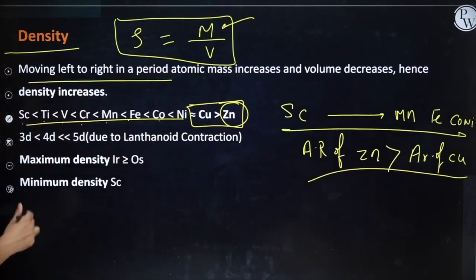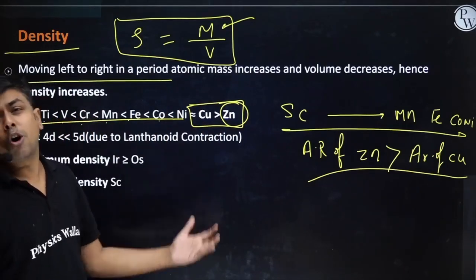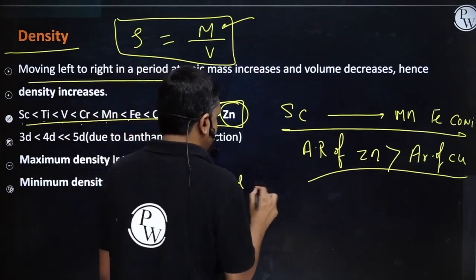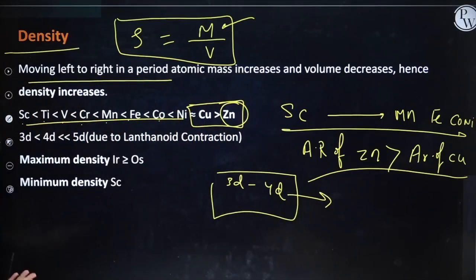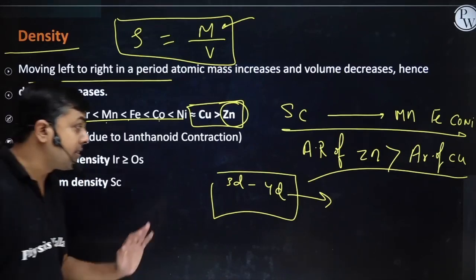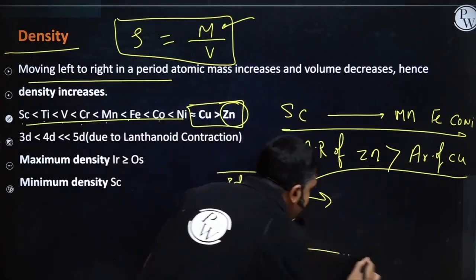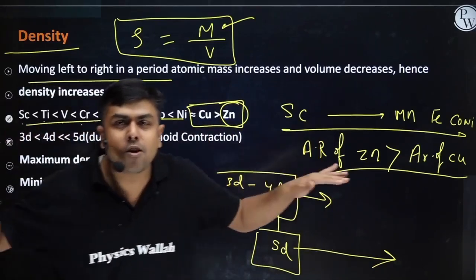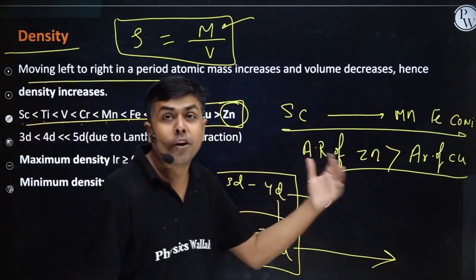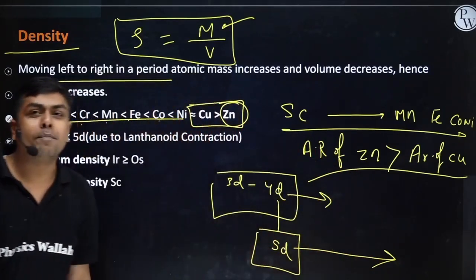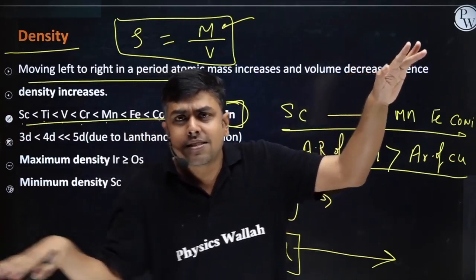Now as we move down the group, what will happen? Mass will increase, and this increase in mass is a much more dominant factor. From 3d to 4d, mass increases to a high extent, and if mass increases, obviously density will increase significantly. Now from 4d to 5d, mass increases to a very very high extent, and size almost remains constant due to the 4f electrons present in the 4f subshell, lanthanide contraction, right? Because of that, size almost remains constant. Mass increases to a higher extent, size remains constant.